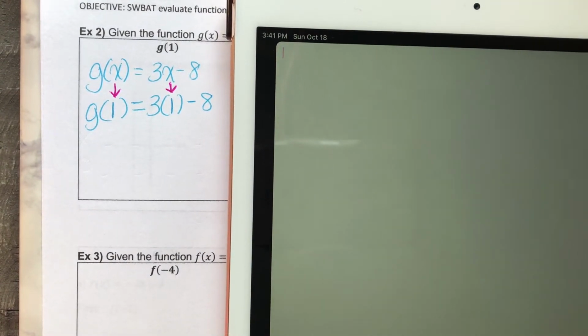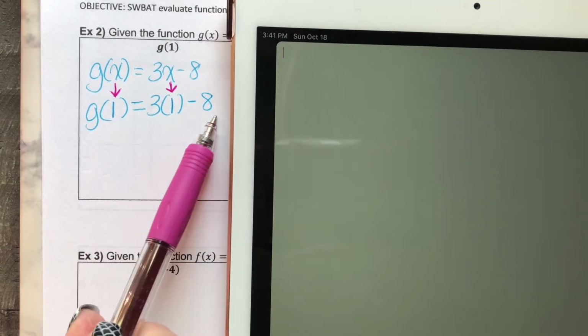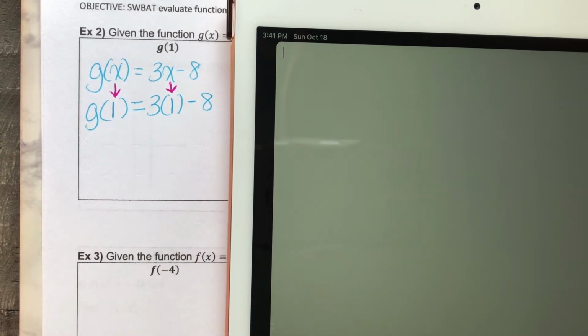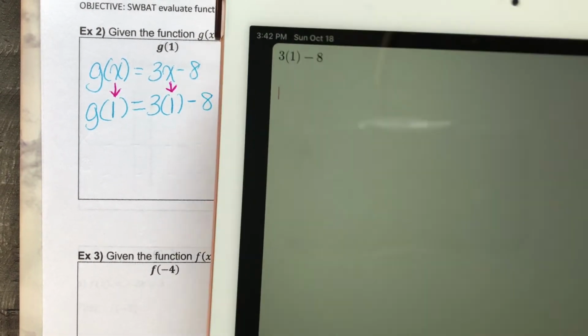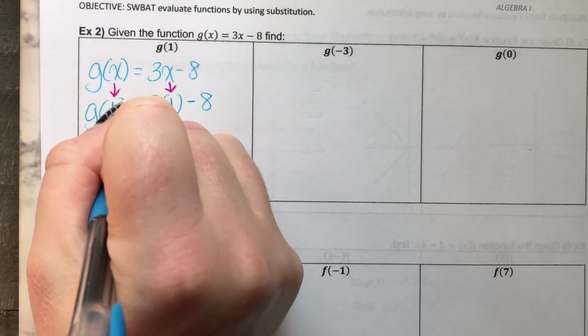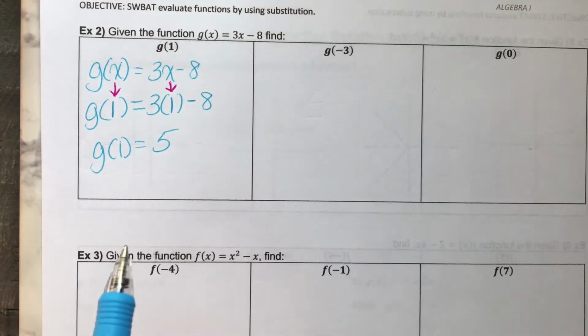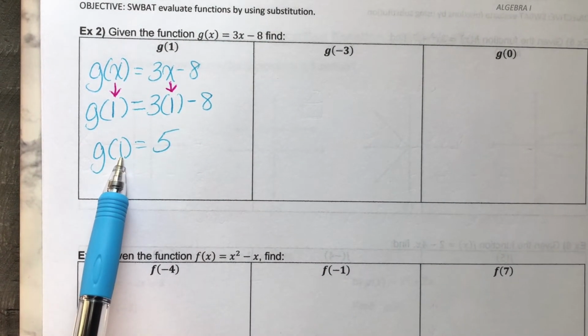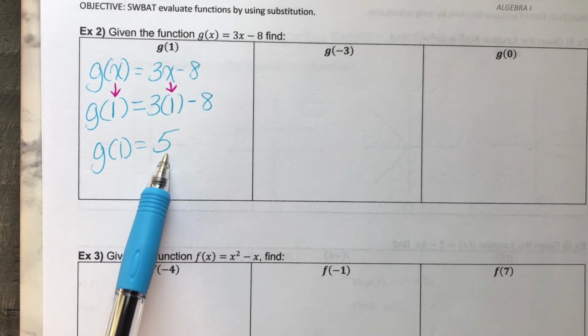So I'm gonna literally type into my calculator what I'm writing here on the side. So I'm gonna do 3 parentheses 1 minus 8, and I'm gonna press enter. And I can see that my answer is negative 5. So now I know that g of 1 equals negative 5. So again, when x is 1, my y value is negative 5. And that's how you would solve a question like this.